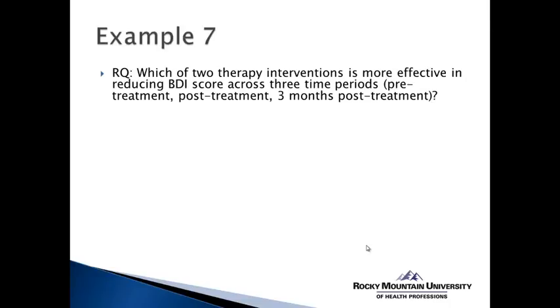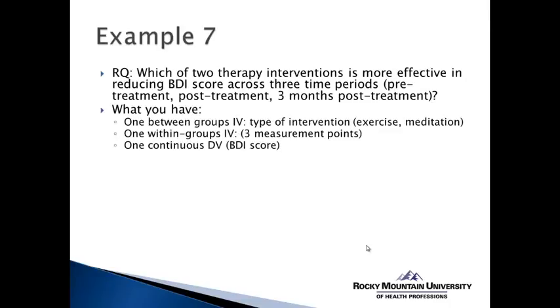So let's look at what we have here as far as variables. We have what we call one between groups independent variable, which is the type of intervention. So we have one group of people receiving exercise, another group of people receiving meditation. That would be two groups between compared to each other. And then we have one within groups independent variable, in this case our 3 measurement points: pre, post, and 3 months post-treatment. And we still have one continuous dependent variable, our BDI score.